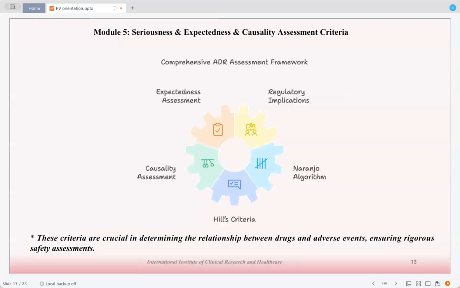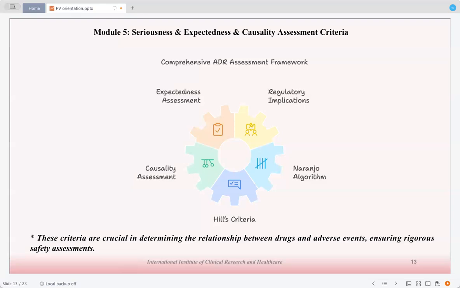Next module is seriousness, expectedness, and causality assessment criteria. Expectedness assessment, causality assessment, then the Naranjo algorithm, Hill's criteria, then regulatory implications.